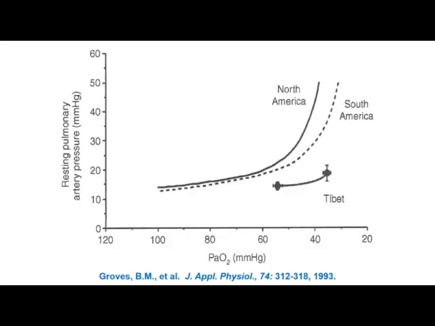This shows resting pulmonary artery pressure in three groups here. So we have North American individuals who are not acclimatized, and we're decreasing PO2 here. High Andes acclimatized individuals in South America and Tibetans acclimatized here. We'll talk later about why this might be the case, but part of the reason is that inhabitants of Tibet have been there for about 30,000 years.